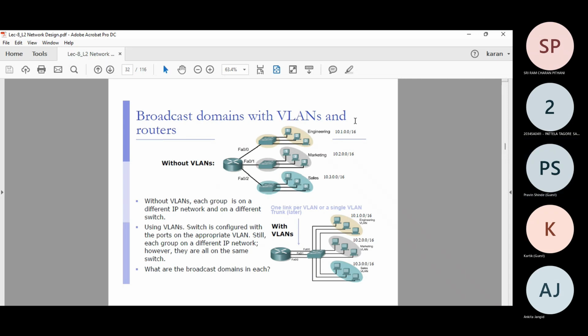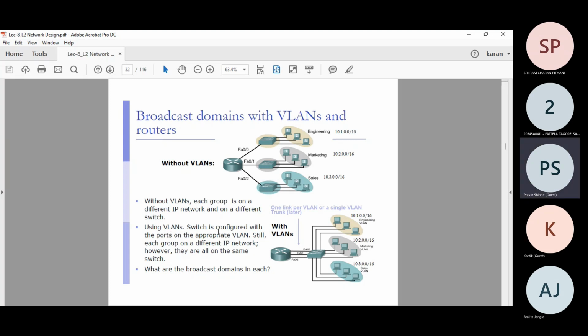See, the broadcast domain with the VLAN and routers. Without VLANs, the router is connected to some switches, and these switches are connected to PC1, PC2, PC3: engineering, marketing, and sales. See the IP addresses 10.1.0.0, 10.2.0.0, 10.3.0.0. Okay, so without VLAN, each group is on a different IP network and on a different switch.